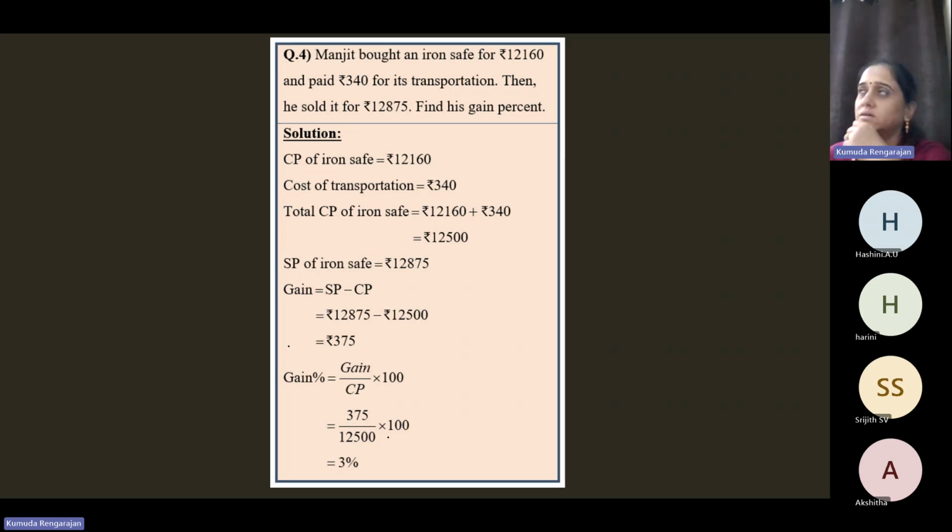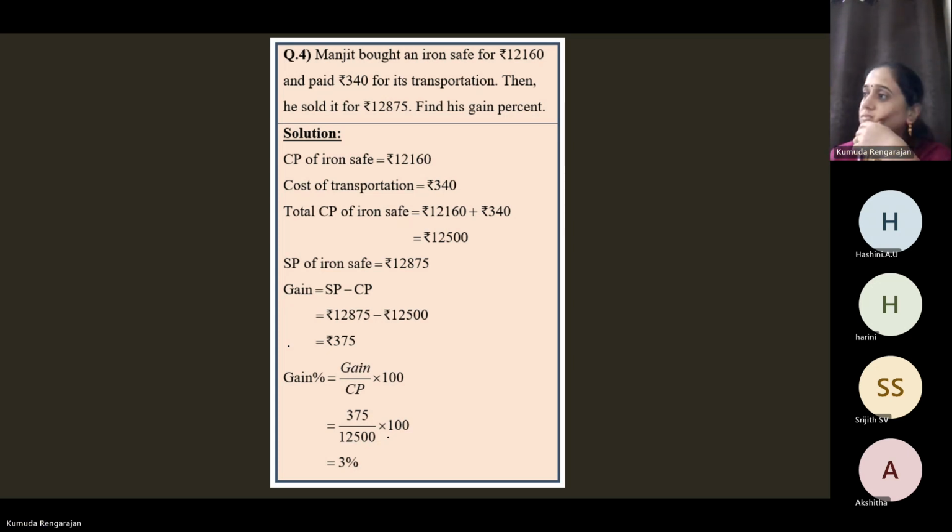See, like, say you buy a refrigerator for 1 lakh. And to transport it from the shop to your house, you spend 500 for the transportation vehicle. So what is the money you have spent to buy the fridge? 1,05,500 rupees. That is your total cost price.